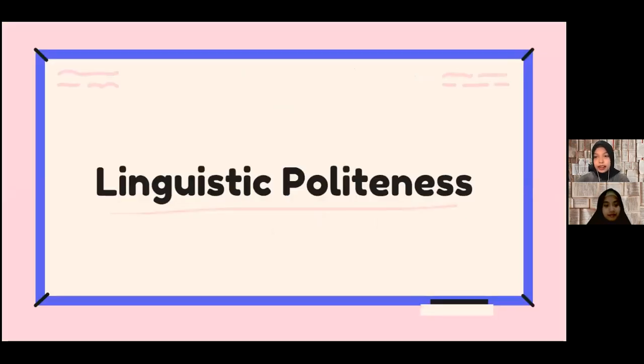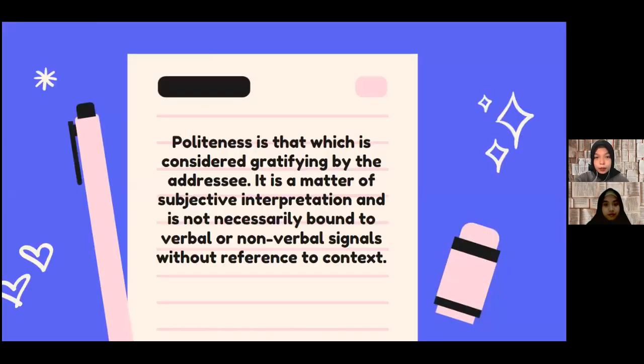And now is the last chapter of our presentation. It is linguistic politeness. Politeness is that which is considered gratifying by the addressee. It is a matter of subjective interpretation and is not necessarily bound to verbal or non-verbal signals without reference to context.